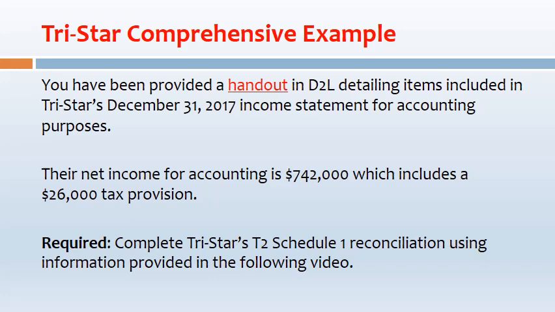We're going to take a look at their December 31 year end. Net income for accounting is $742,000, and that includes a $26,000 tax provision. What we're going to do in the required here is complete the T2 Schedule 1 reconciliation using various information provided in the subsequent slides of this video. You'd probably be advised to open up that handout, and you can follow along with me, keeping track of items that we're going to be adding back and deducting in the TriStar example, T2 Schedule 1. All right, let's go do it.